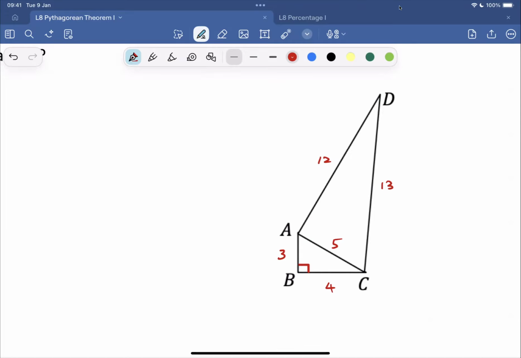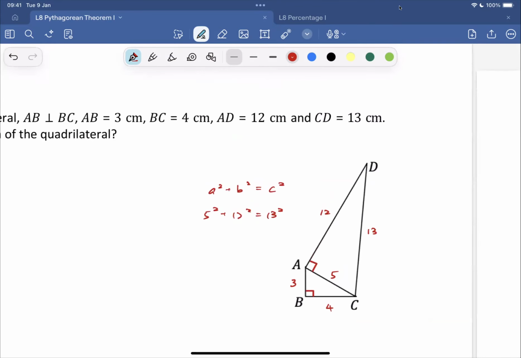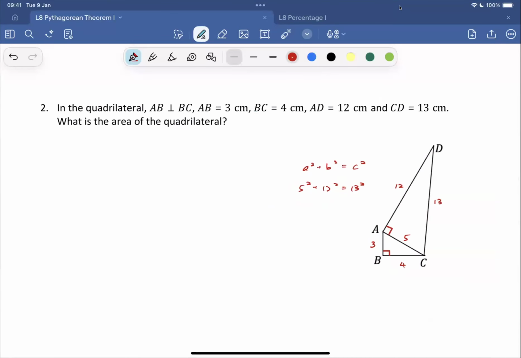Since it satisfies a squared plus b squared equals c squared, because 5 squared plus 12 squared equals 13 squared, then you can conclude that this is a right angle triangle. Understand? Because it satisfies Pythagoras, it is a right angle triangle. So the question is asking you to find the total area. I give you 1 minute. Find the area of the entire figure. Your time starts now.